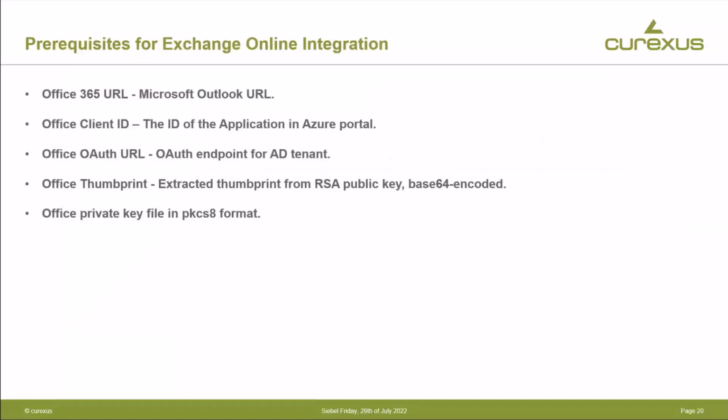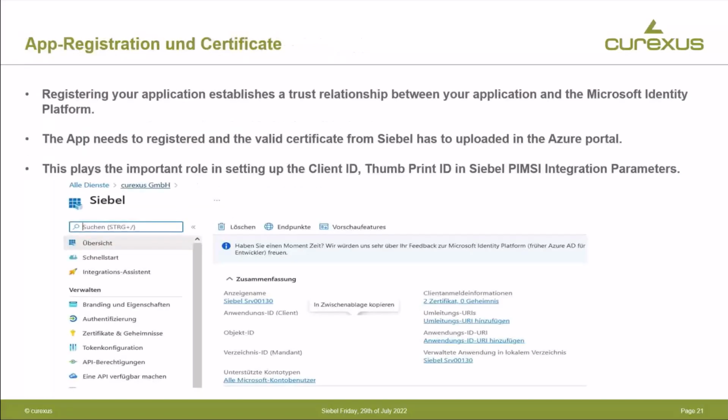What you need when you try to integrate Exchange Online, you need your Office 365 URL, so your own tenant, your own ID for the Azure portal, the OAuth endpoint, some Office thumbprint, and the Office private key file. And if you have everything, then you can register your application in the Exchange Online. So in here, there are the IDs and the footprints. I had to clean it, but at the end, yes, that's the way.